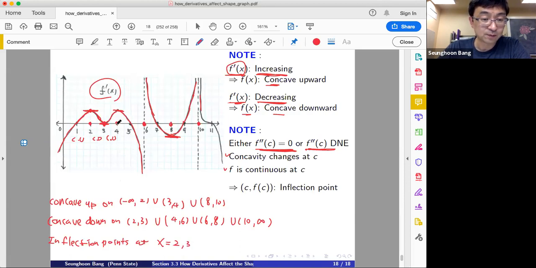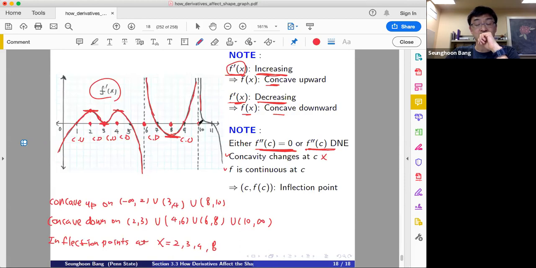What's 4? Inflection point? Yes. Increasing, concave up, then decreasing, concave down. Concavity changed from up to down at 4. It's good. What's 6? No, because here, decreasing, concave down, decreasing again, concave down. Concavity doesn't change at 6. What's 8? This goes from concave down to concave up. Concavity changed at 8. You're right.